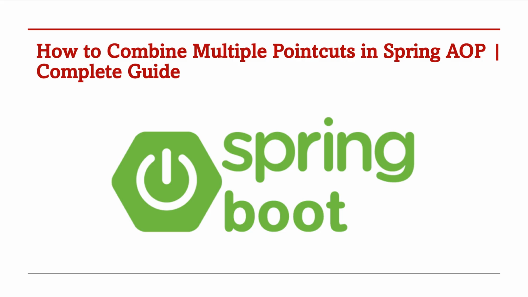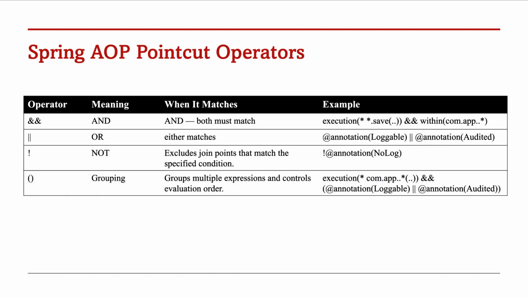Can we do that in Spring AOP? The answer is yes. Spring AOP provides multiple operators that let you combine Pointcut expressions. And operator. The advice is executed only if both Pointcut expressions match. Or operator. The advice is executed if either Pointcut expression matches. Not operator. The advice is executed only when the specified Pointcut expression does not match.